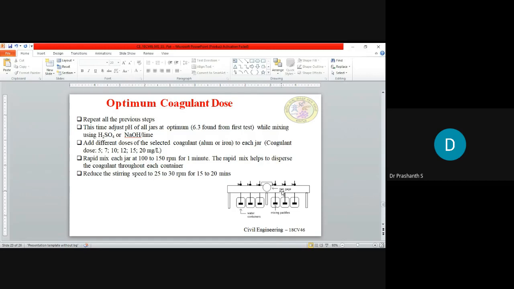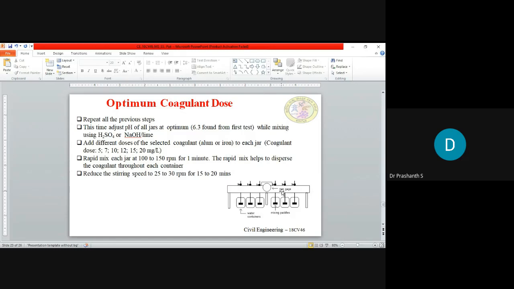Take 6 jars and add the water. Then adjust the pH of the water to 6.3, because we found in the previous slide that 6.3 is the optimum. So 6.3 is maintained in all 6 jars. Now we add alum or iron in different dosages: 5, 7, 10, 12, 15, 20 milligrams. When the coagulant is added, first comes the mixing device. In this case, we are adding the coagulant by hand only.